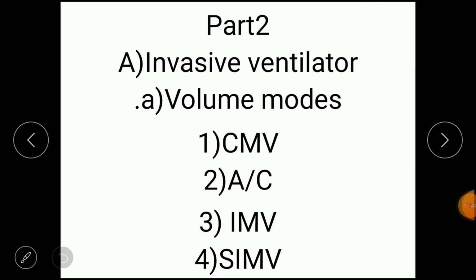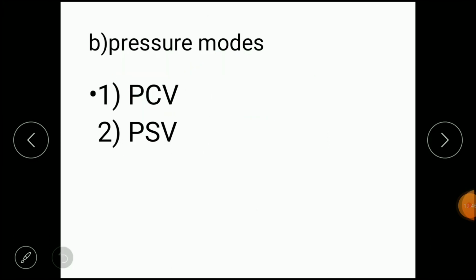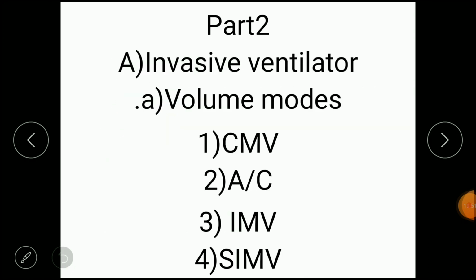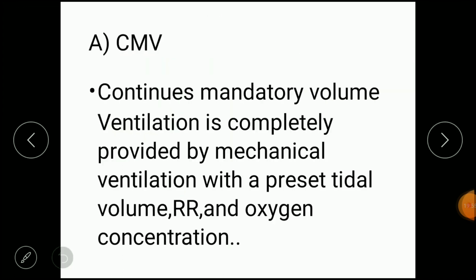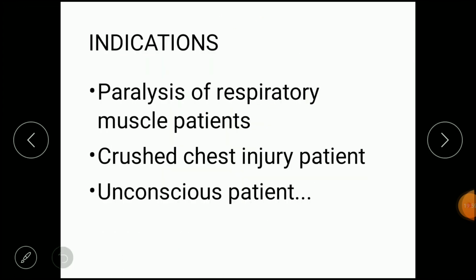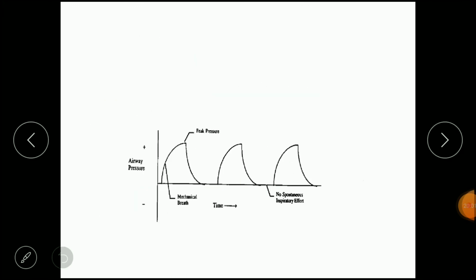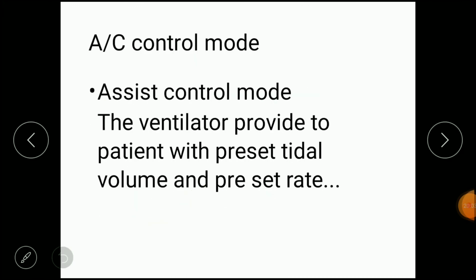We started with invasive ventilation in volume mode and pressure mode. The two pressure modes we will see in the next part. Here we saw just the volume modes, that is CMV, AC, IMV and SIMV. First we saw CMV, continuous mandatory ventilation, with its indication, disadvantage, advantage and graph.